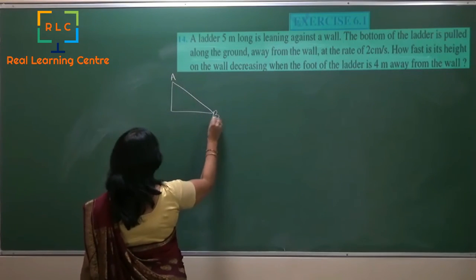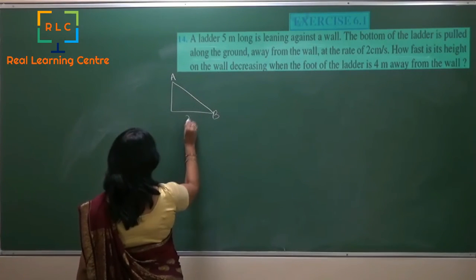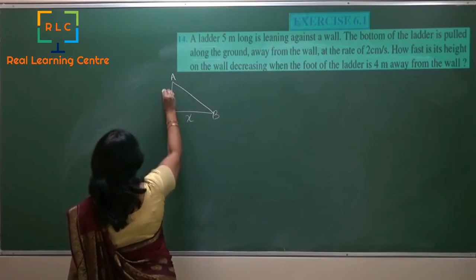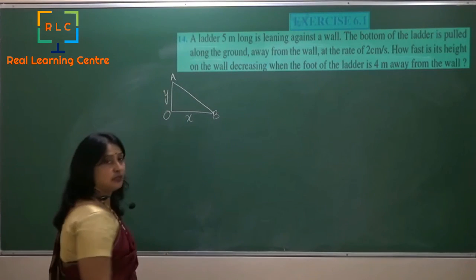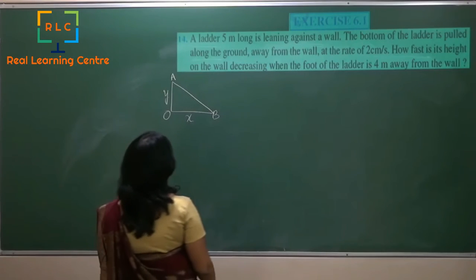Let AB be the ladder. The ground length I'll call X. The height on the wall I'll call Y. And I'll call this O. Now what is all that they have given?